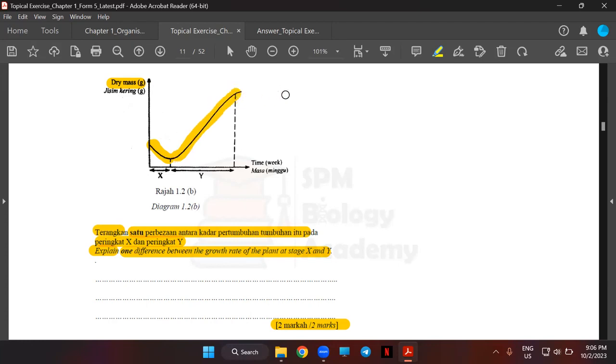The growth rate is faster. Yes or no? I can see 2 checks. Yeah, of course, Tio, betul. X menunjukkan negative growth, Y menunjukkan positive growth, but we don't write negative and positive growth. Sebab soalan tanya growth rate. We don't write negative or positive growth. Soalan tanya growth rate. Tio, are you clear?